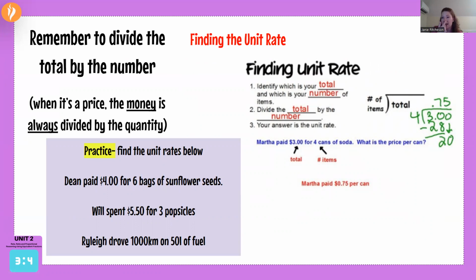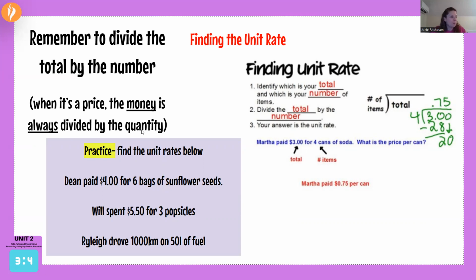If we're going, say, 500 miles in 3 hours, what is the unit rate? You want to know how many miles per hour. That means you would divide the number of miles, 500, by the hours. But anytime we're talking about money, you're always going to divide the price by the quantity.